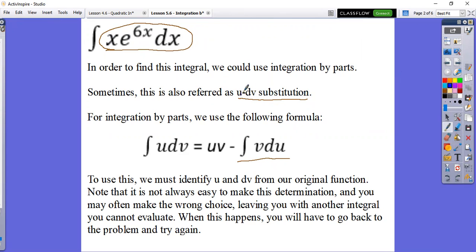Sometimes you might hear this as u dv substitution, because what we do here is the integral of u times dv is uv minus the integral of v du. I'm going to show you how this works in just a second, but it's going to be kind of similar to u substitution. But instead of just picking u, we're going to have to pick something for u, and we're going to have to pick something for dv. Occasionally, when we identify u and dv from the original function, we might still be left with something that we can't integrate, which means we're going to have to go back and try again. That is probably, honestly, the most frustrating part of this.